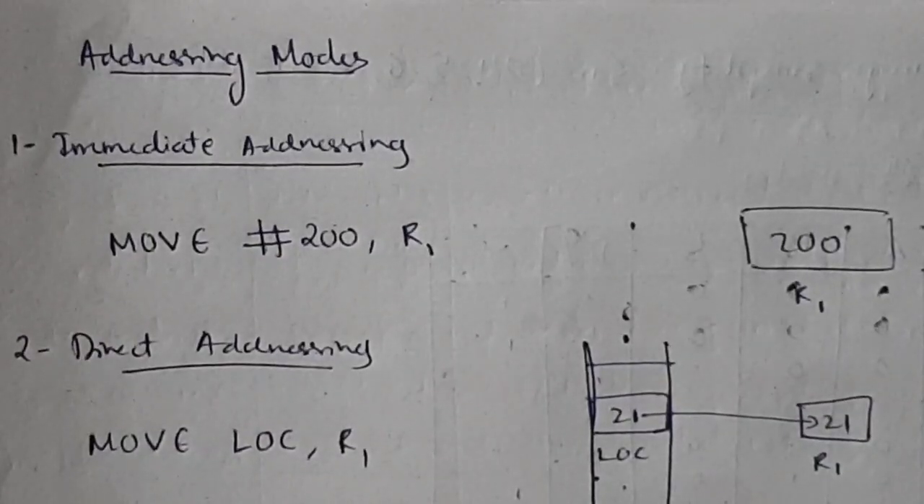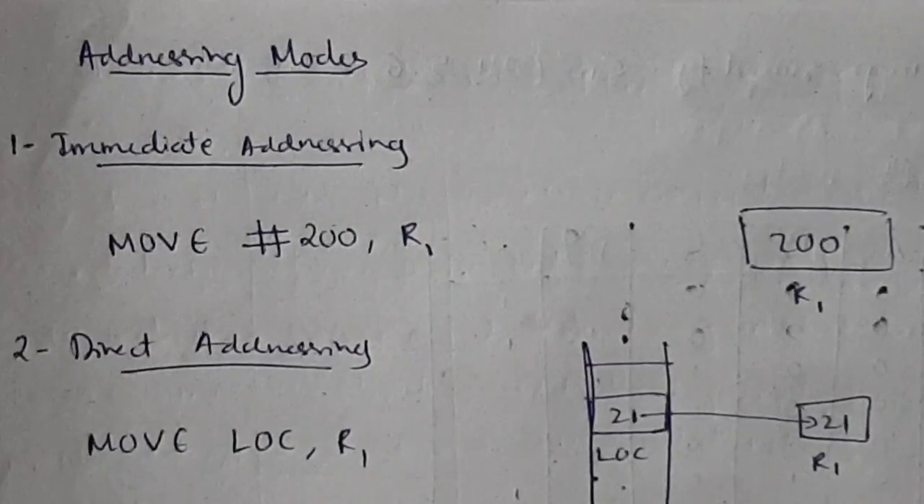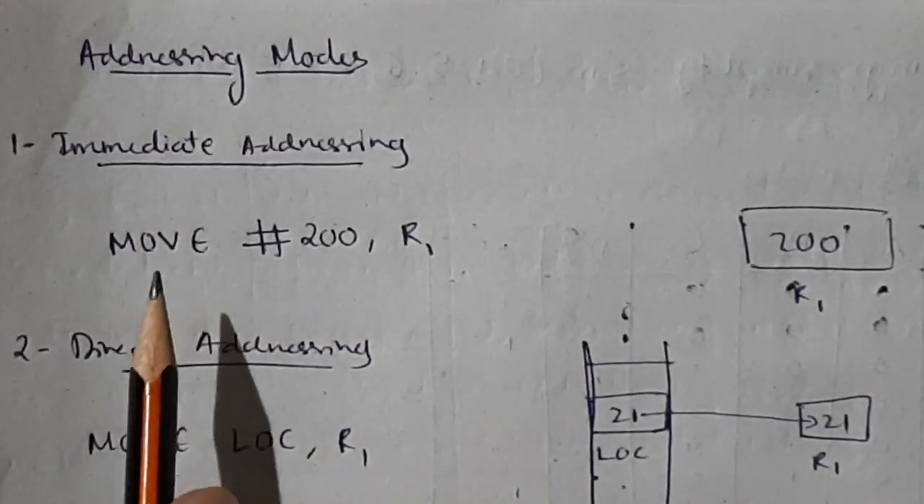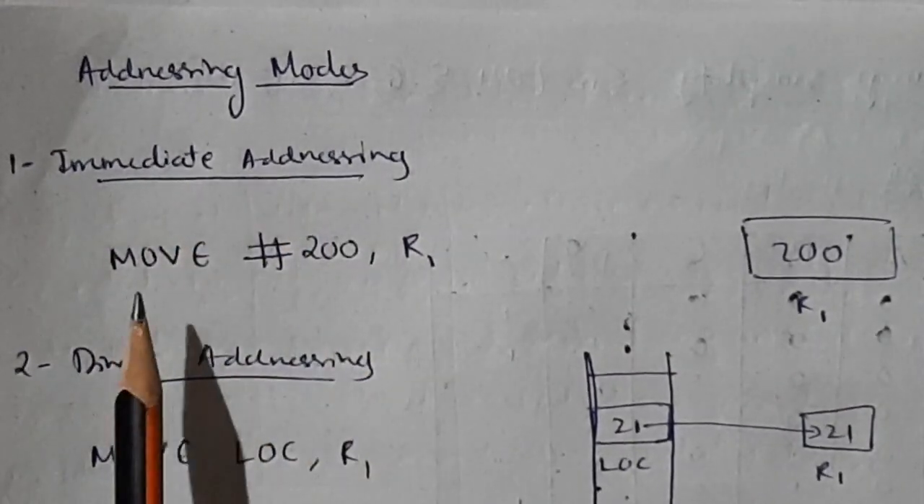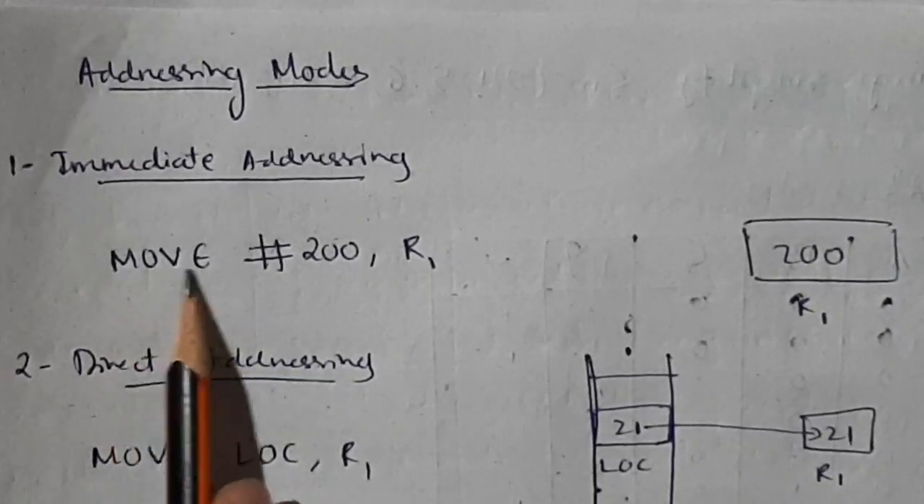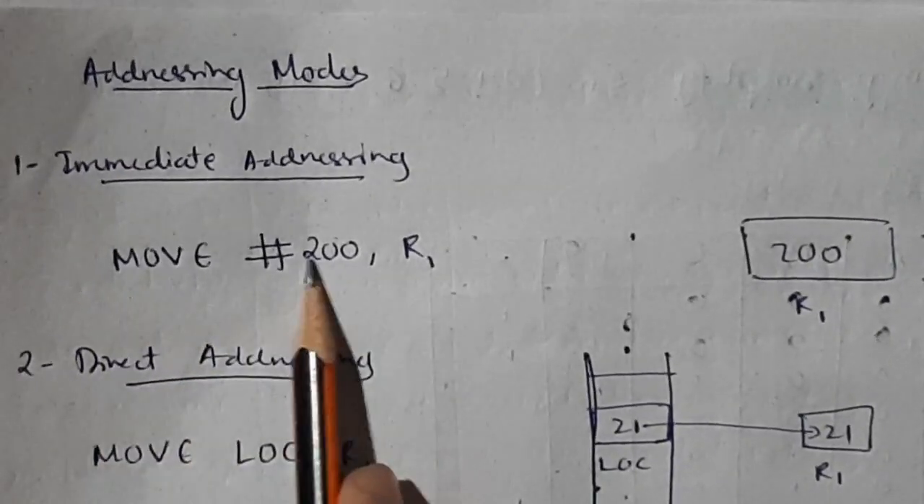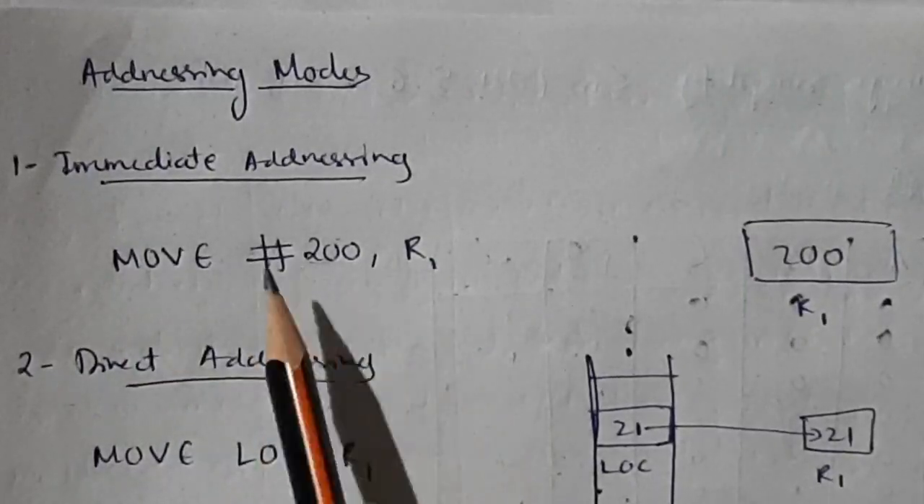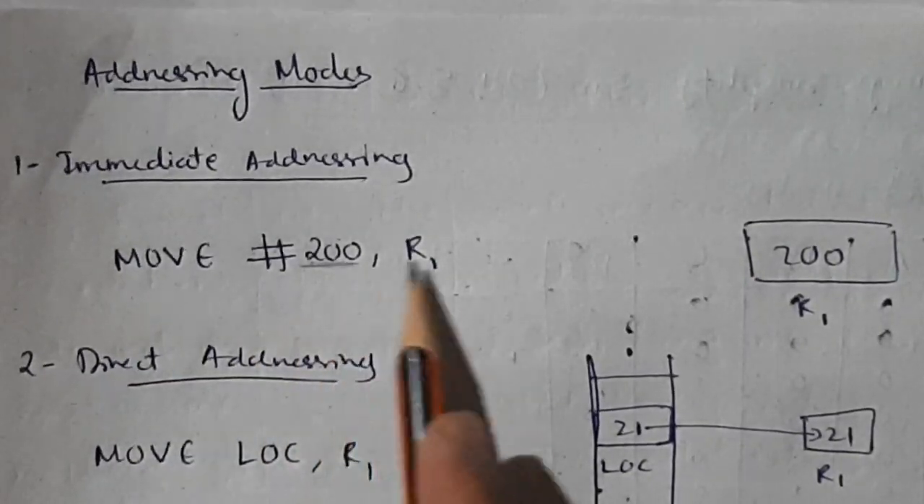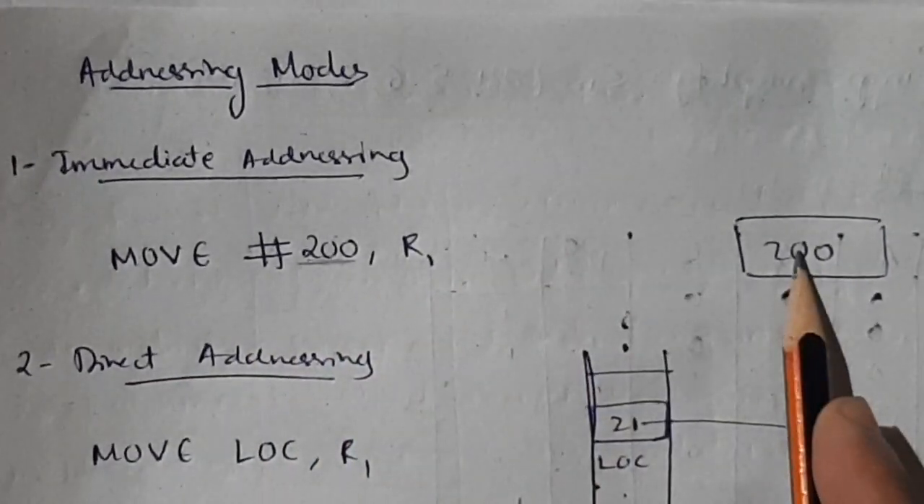There are 5 different types of ways in which you can address the instructions. First one is immediate addressing. What does this mean? The instruction will be of this type: move #200, R1, means whatever is with the hash will be moved into R1, means R1 will have 200 now.